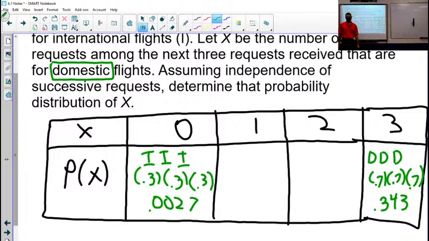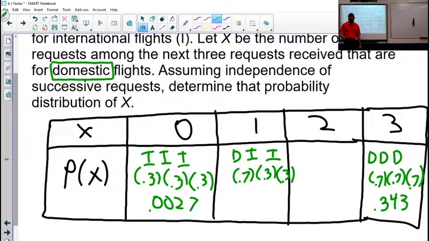Now, the next one is trickier. If I want one domestic flight, I could have a domestic flight, then an international flight, and an international flight. I want one to be domestic. I want the other two to be international. So if I want one to be domestic, then I have 0.7 for the domestic, and the international, and the international. 0.7 times 0.3 times 0.3.